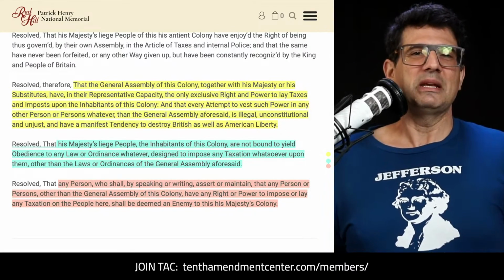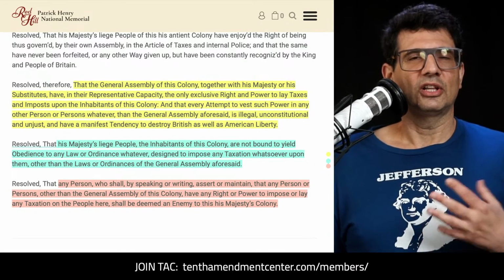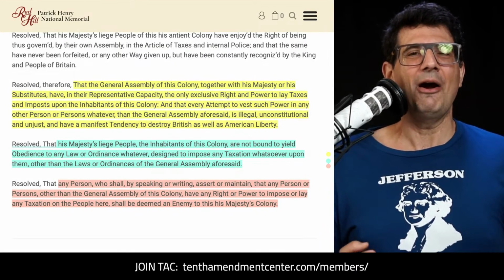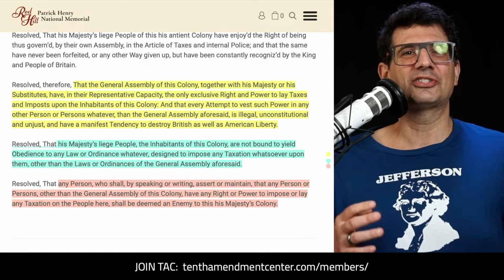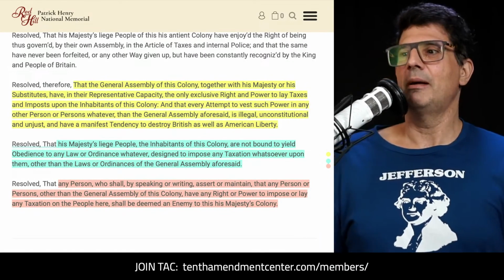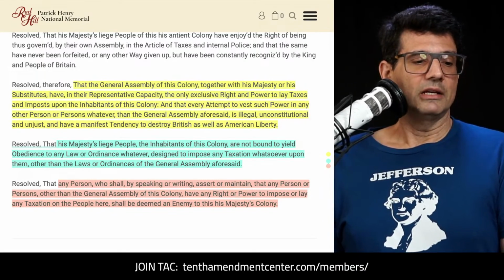He was saying you should be considered an enemy to the colony, because that is an enemy to the colony. This is about someone usurping power, or people usurping power and asserting authority over you that you have no control over. That is a total domination. And Patrick Henry was right.